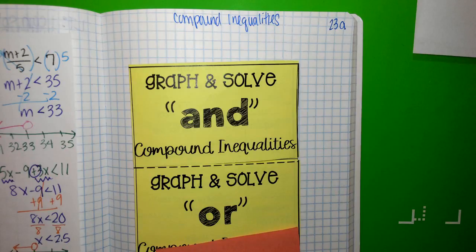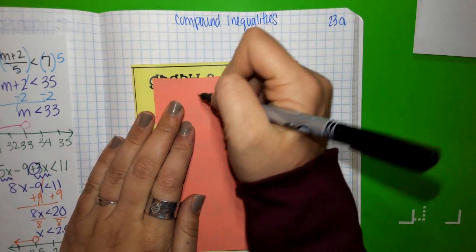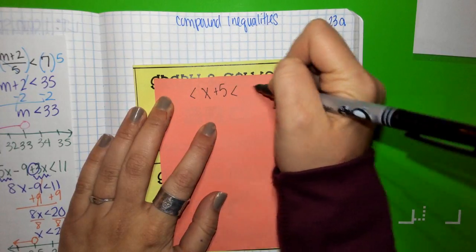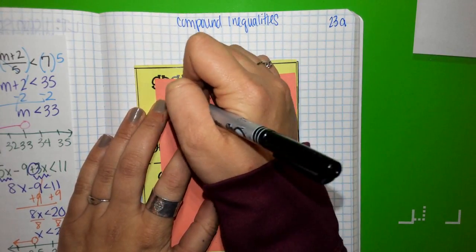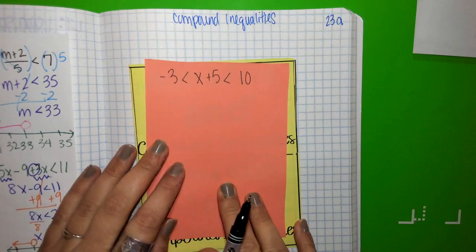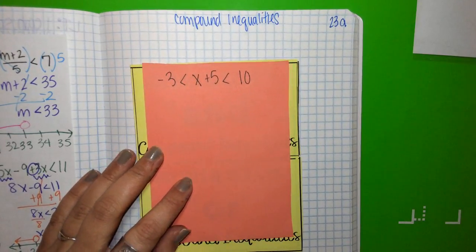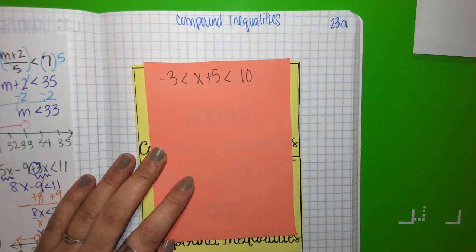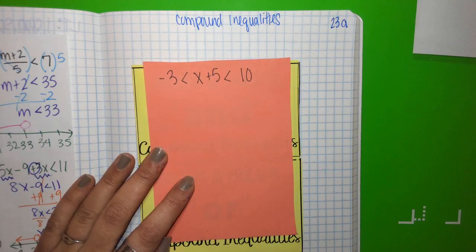So, I don't want you to write this down, but I want us to think about something. This is what a compound inequality looks like. So before you yell anything out, I want you to think for like 10 seconds and think about how we could solve this. Just wait, think.